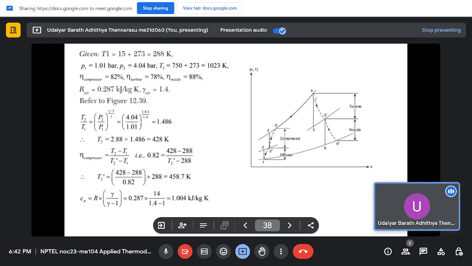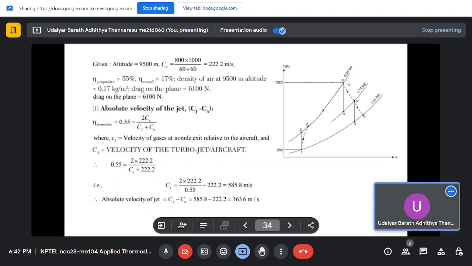In that the turbine is expanding, it should be 4 5 isentropically, but the turbine has efficiency of 80%. So it follows path 4 4 5 dash, and after that it passes through nozzle which also has an efficiency of 90%. So 5 dash 6 dash, this is the process of the jet engine.